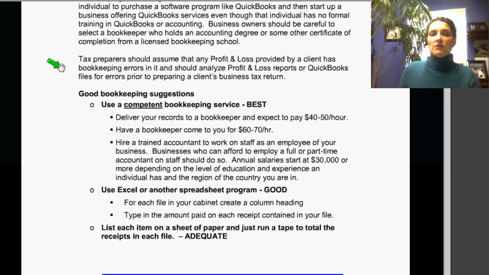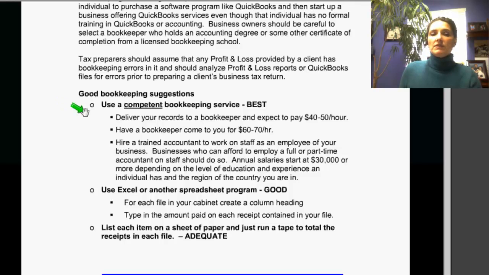Tax preparers should assume that any profit and loss provided by a client has bookkeeping errors in it and should analyze profit and loss reports or QuickBooks files for errors prior to preparing a client's business tax return. So here are some good bookkeeping suggestions. Your client should use a competent bookkeeping service. That's the best option if they can afford to pay it.